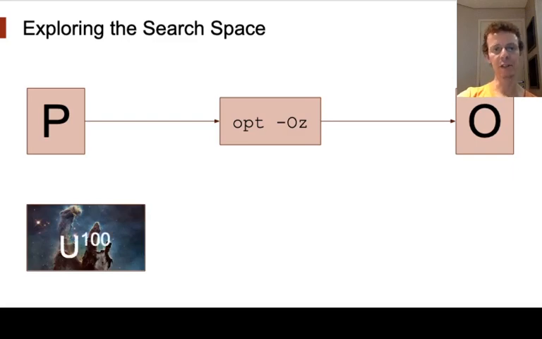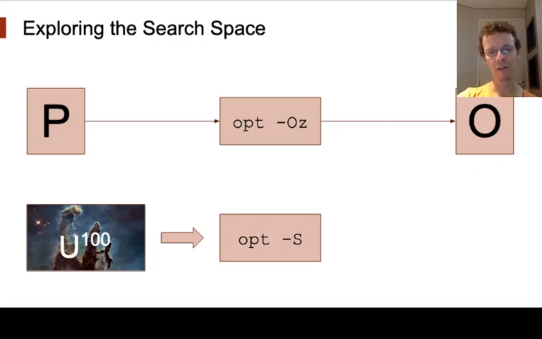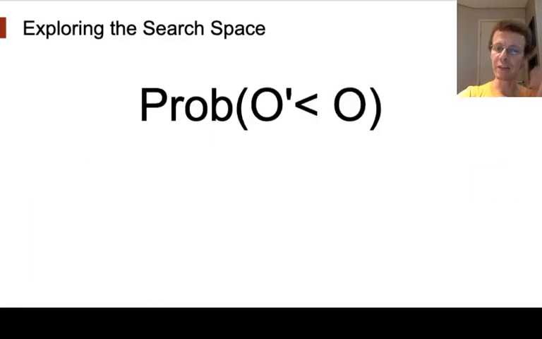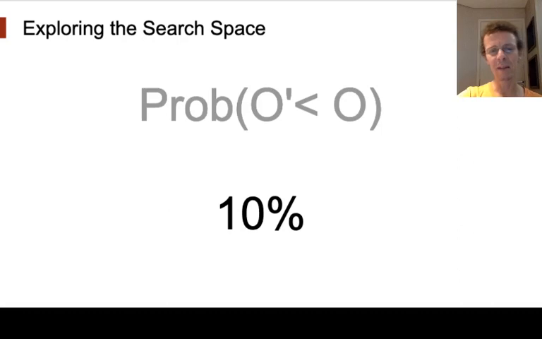Let's then only consider the subset of this universe formed by sequences of 100 optimizations. Now let's draw one random sequence from this universe. Let's call it S. Now, if I apply S onto P, then I will get a new assembly file. This file, I will call it O prime. It's likely that O prime will be different from O. Given these definitions, the probability of having O prime, the program produced by S, being smaller than O is about 10% if we consider that we're beating opt -Oz for a given program.